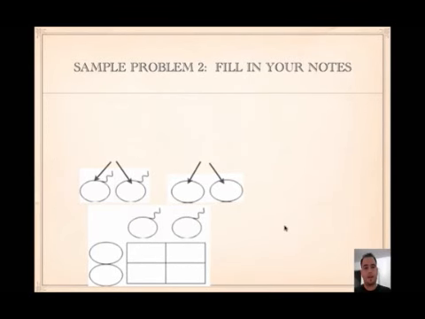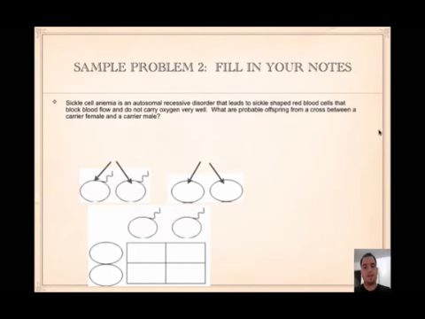Sample 2, again, copy the question down in your worksheet. Sickle cell anemia is an autosomal recessive disorder that leads to sickle-shaped red blood cells that block blood flow and do not carry oxygen very well. What are the probable offspring from a cross between a carrier female and a carrier male? Again, pause the video and copy that question down.